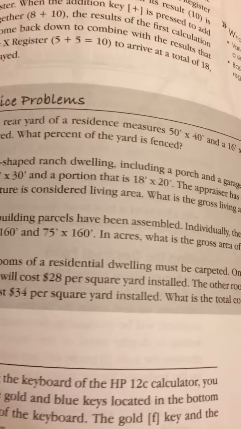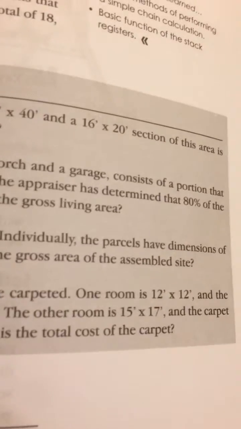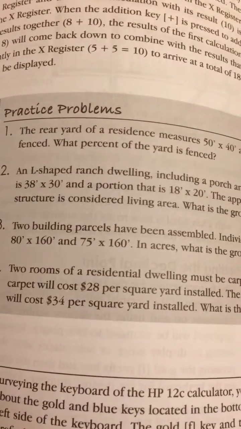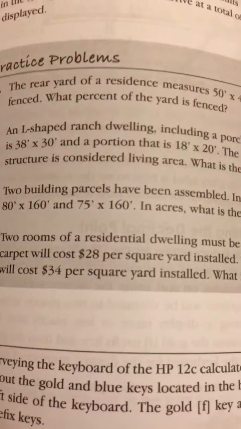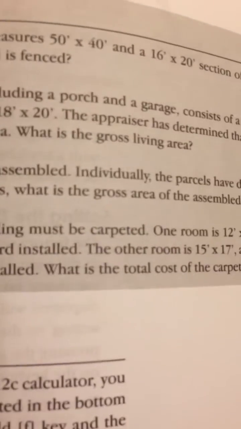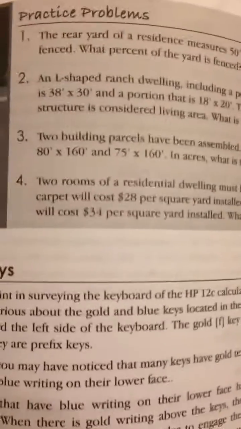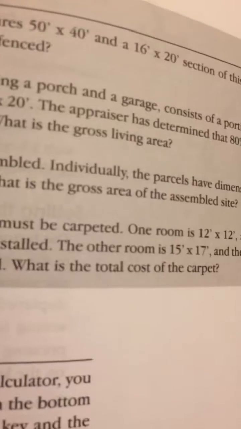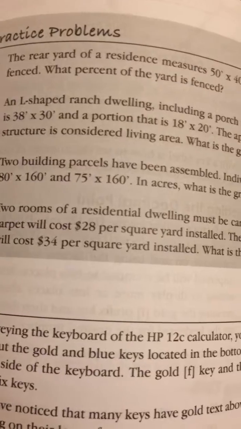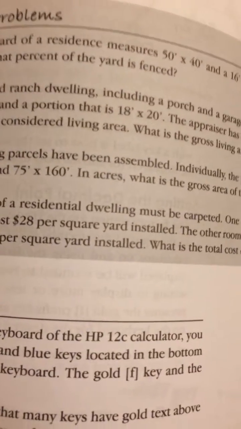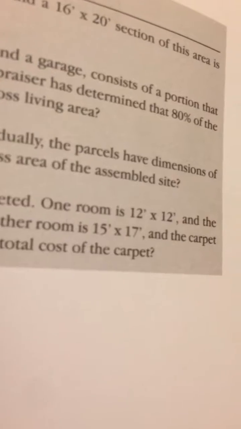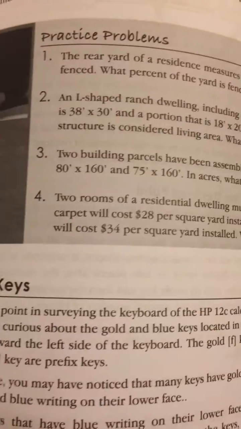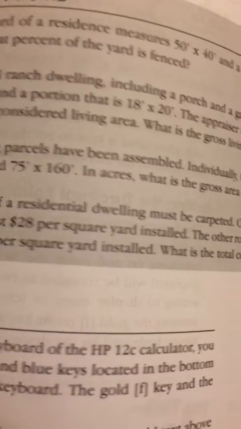3. Two building parcels have been assembled. Individually, the parcels have dimensions of 80 feet by 160 feet and 75 feet by 160 feet. In acres, what is the gross area of the assembled site? 4. Two rooms of a residential dwelling must be carpeted. One room is 12 feet by 12 feet, and the carpet will cost $28 per square yard installed. The other room is 15 feet by 17 feet, and the carpet will cost $34 per square yard installed. What is the total cost of the carpet?